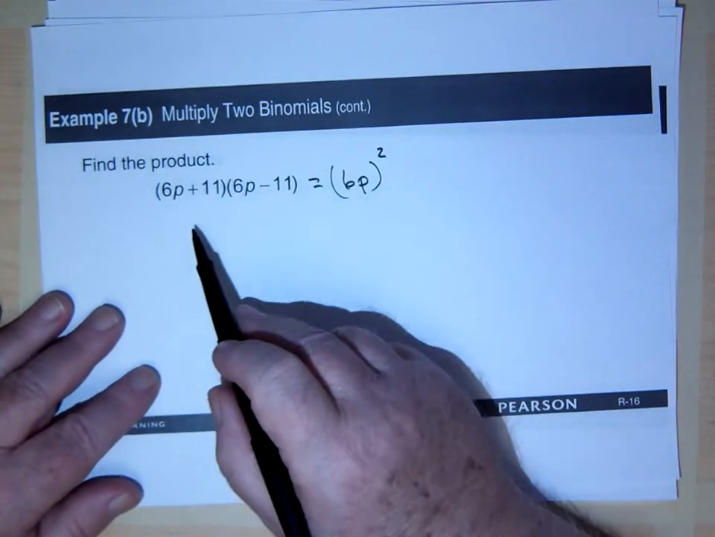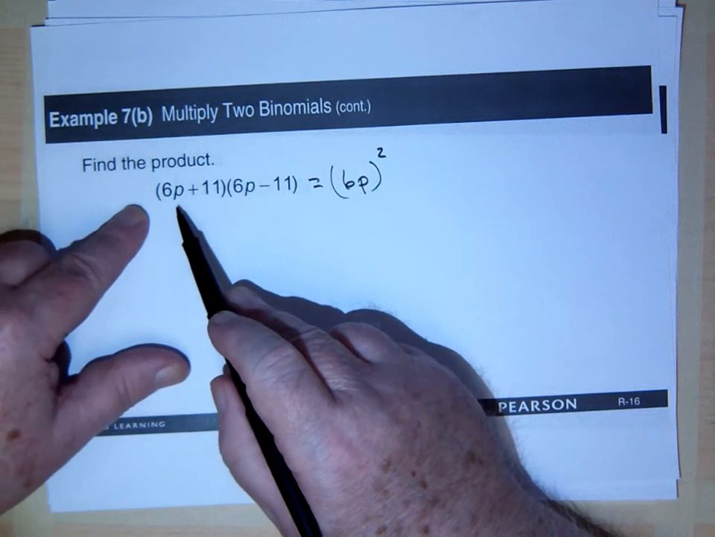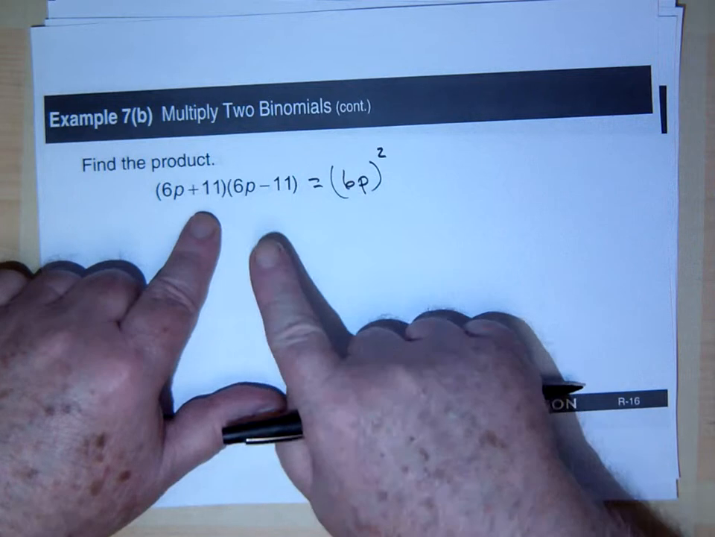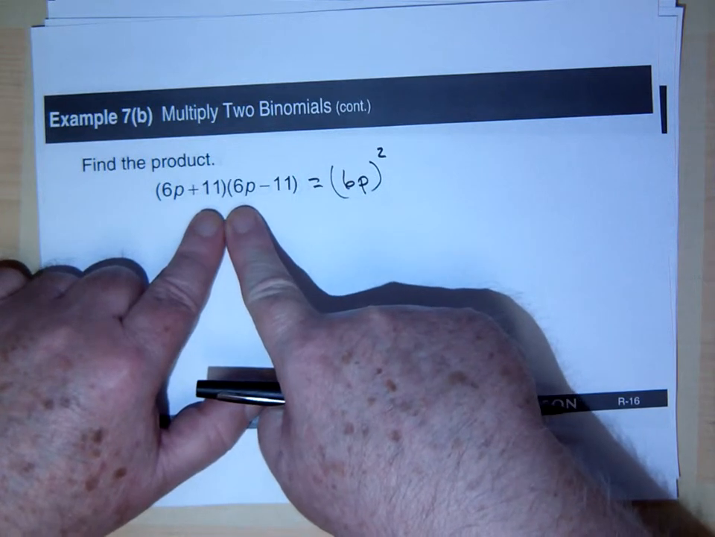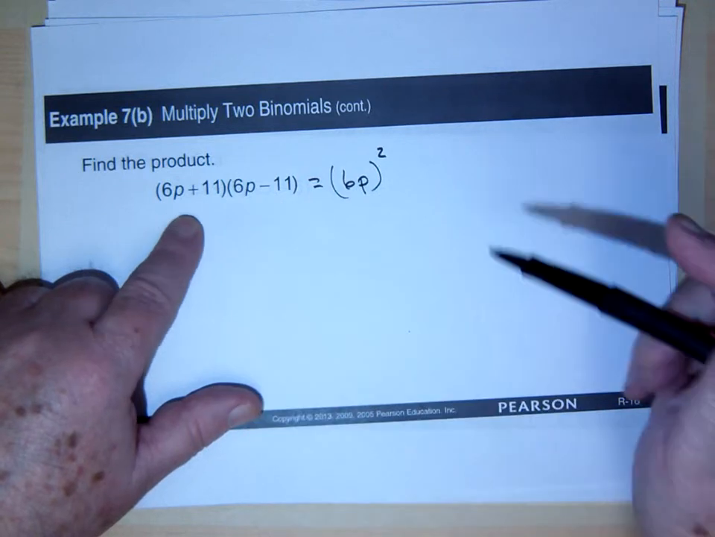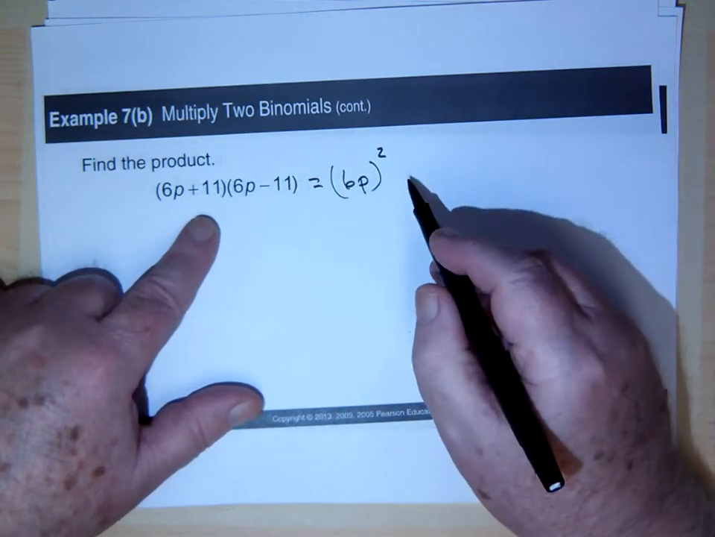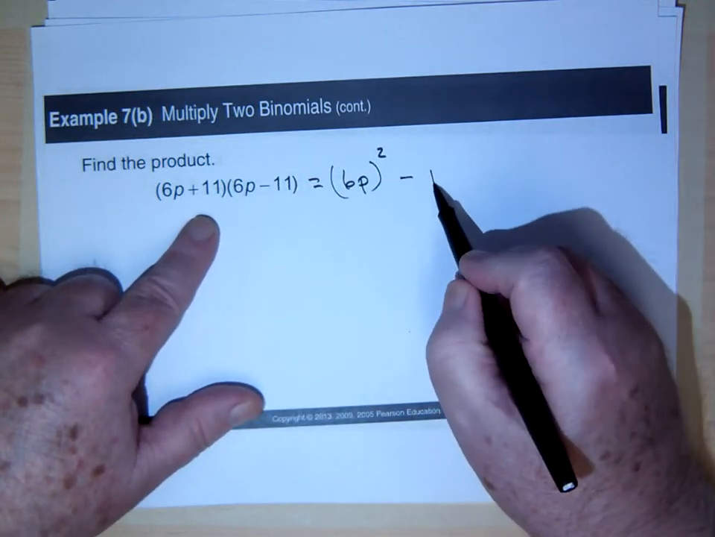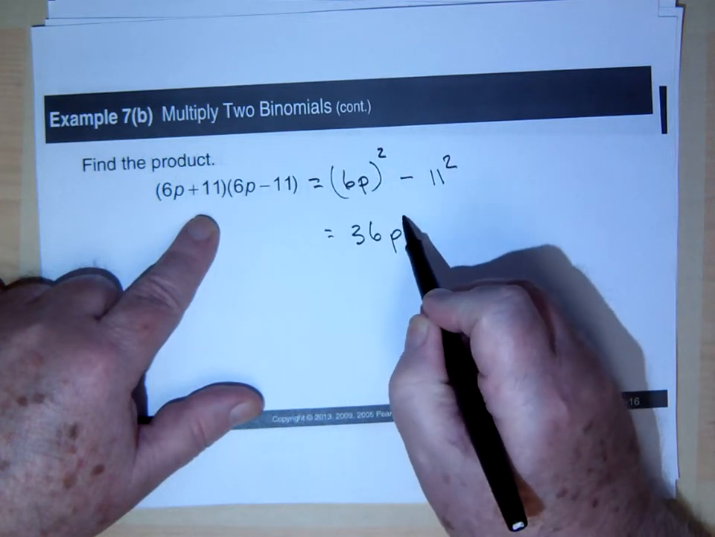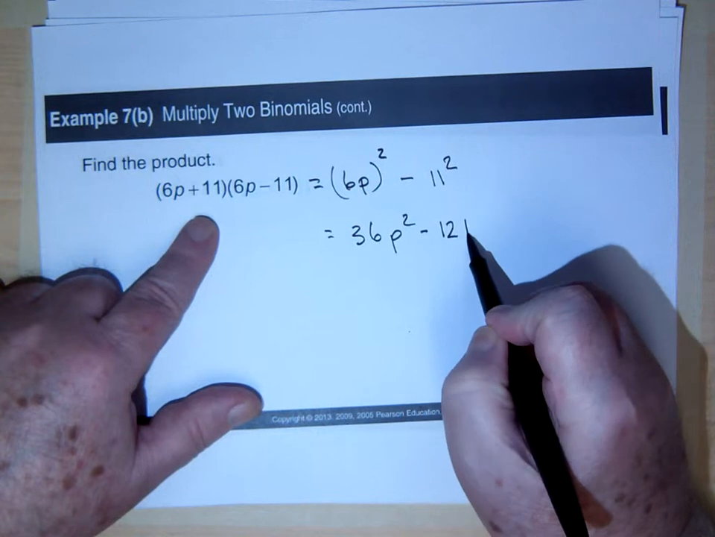Now here I have, this is of the form a minus b times a plus b. So the middle term here will be a 66p, but this will be a negative 66p. They will cancel, so the middle terms will cancel. So I really will just get this, and that's going to be 36p squared minus 121.